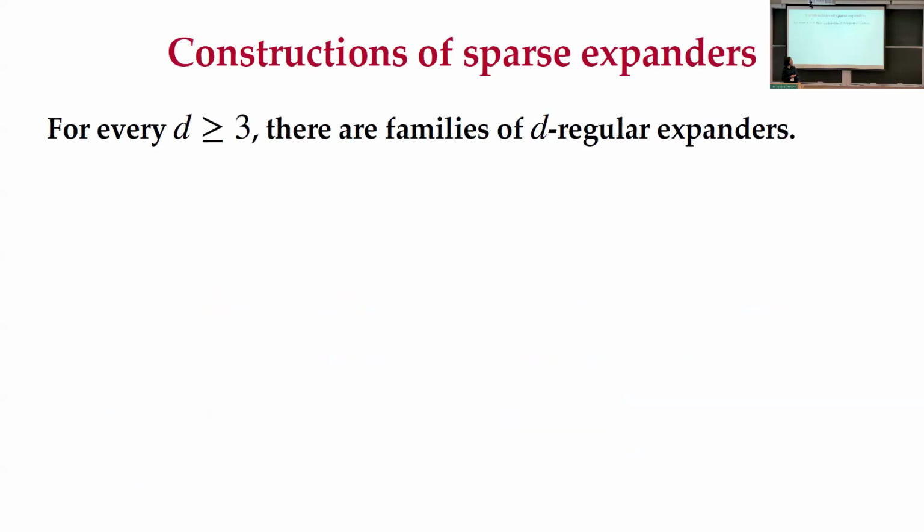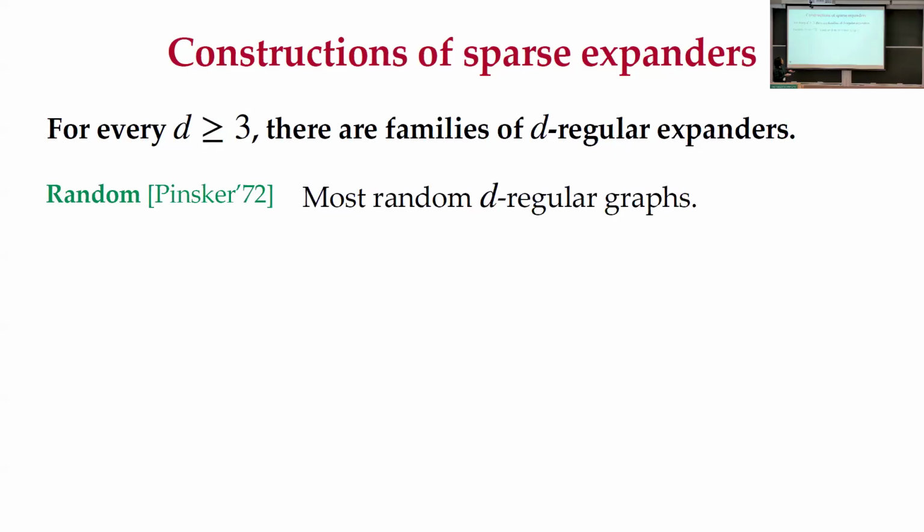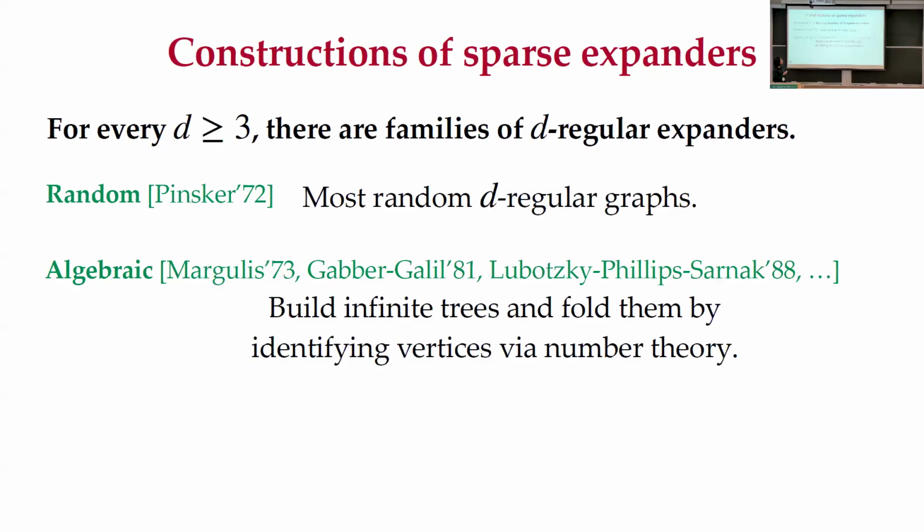Since it has been studied for decades, we know a lot of constructions of expanders. In particular, we know from Pinsker that most random D-regular graphs are expanders. So that's very nice, they're abundant. Later in the 70s and 80s, a bunch of people in the math community told us there are many algebraic constructions of expanders. These are based on results in number theory, and they construct expanders that are locally tree-like. So you don't see many short cycles in such expanders.